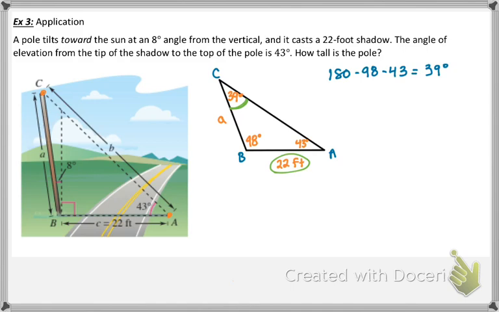So let's start with that. 22 over the sine of 39 degrees is equal to A, which is what we're looking for, over the sine of 43 degrees. And now we can cross multiply.